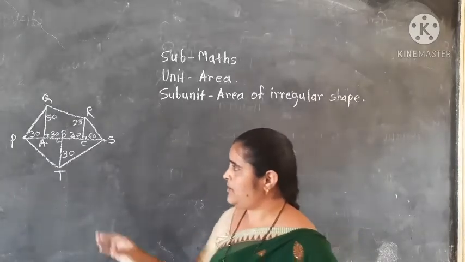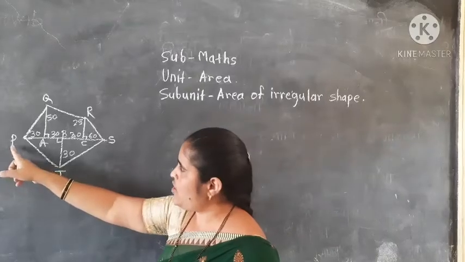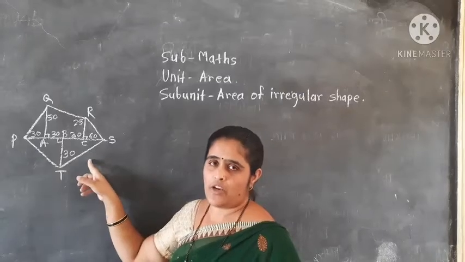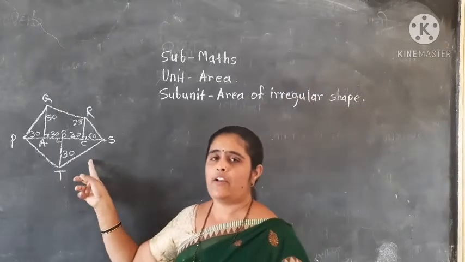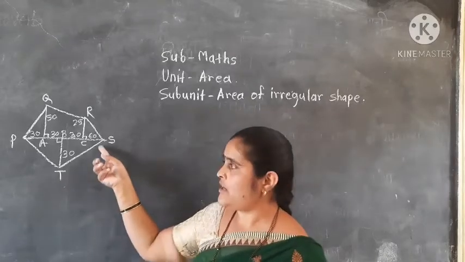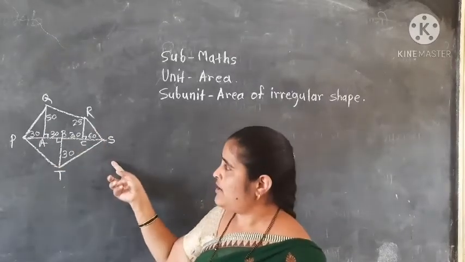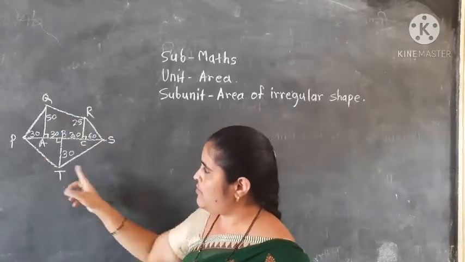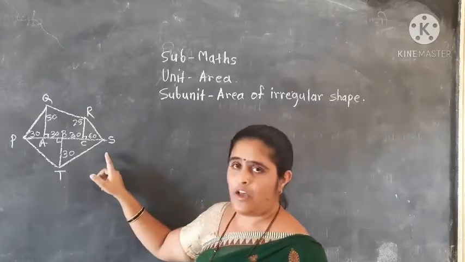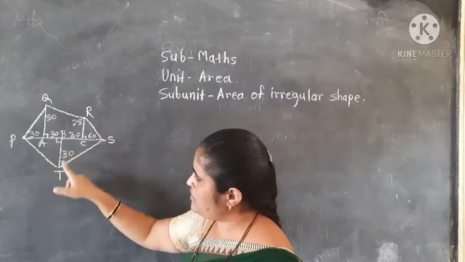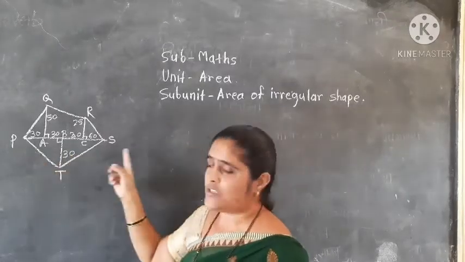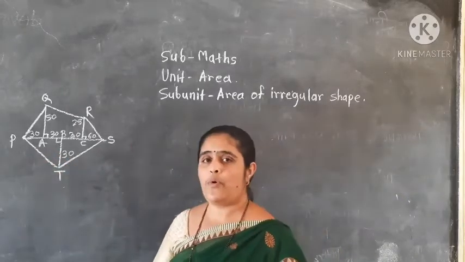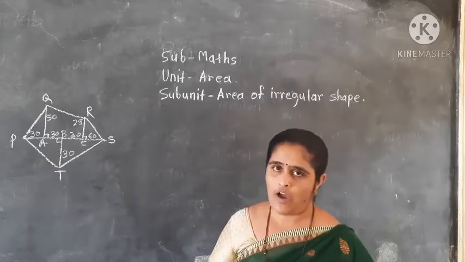Look at this diagram. In that we have to calculate the area of PQRST. This diagram is an irregular shape. These are not a perfect triangle or quadrilateral. Okay, let's start to solve this example. In this diagram, PTS is a triangle. It consists of BT as the height and PS as the base. Here for calculating PTS we have to use the formula 1/2 into base into height.